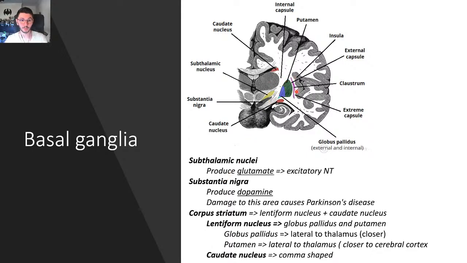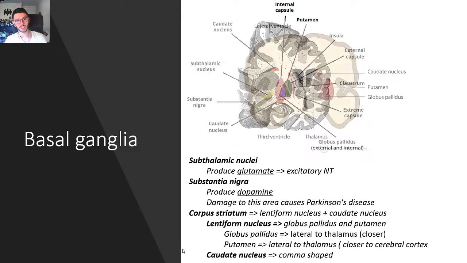So this would be the lentiform nucleus. You would have your putamen and globus pallidus. The globus pallidus is the one that's closer to the inside. That's the blue one here, and it's more lateral to the thalamus. Whereas the putamen is also lateral to the thalamus, but it's closer to the cerebral cortex. And all of these together form a very intricate network of connections that help facilitate actions for the brain.